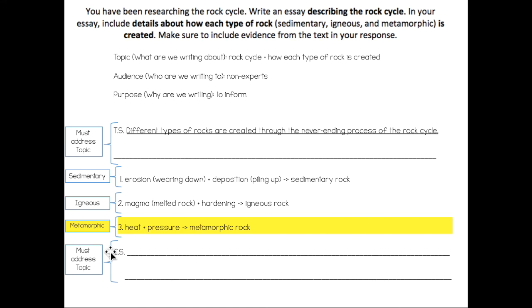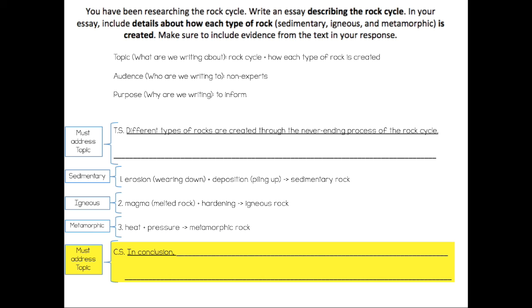We have our 3 details addressing the 3 different types of rock in the rock cycle. Now we're concluding our paragraph with our CS, our conclusion sentence. As a reminder, our CS needs to address our topic, how each type of rock is created in the rock cycle. One great strategy that writers use to start a CS is to use a conclusion phrase. So I've chosen in conclusion. The reason we use in conclusion is it's a signal to our reader that we're wrapping up our essay, that we're bringing it all together.